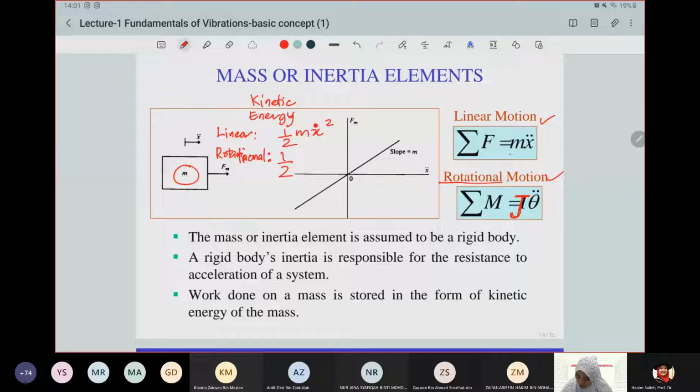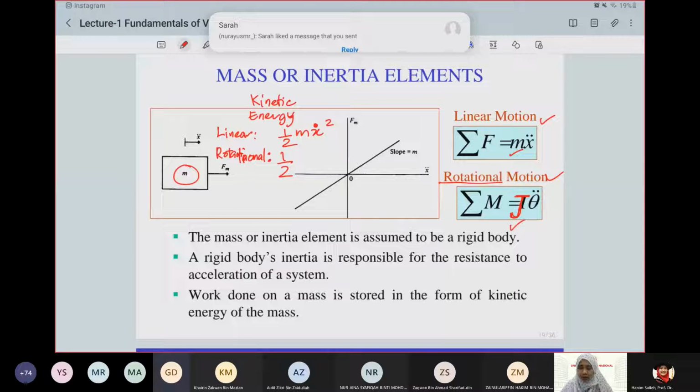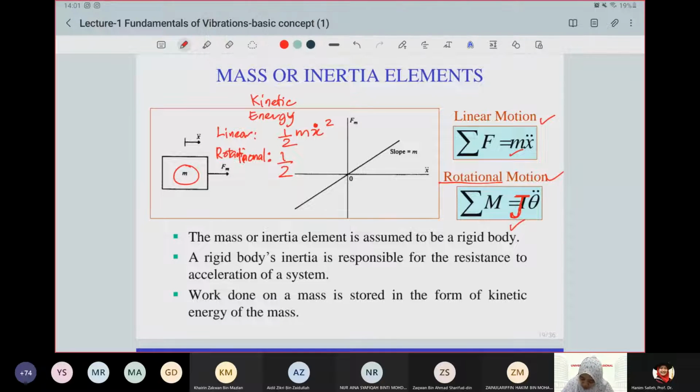Instead of m, what do you have? J. Okay, so m is the linear mass. The rotational mass, we call it J. Very good. What about x? Instead of x dot, what do you have? Theta. Very good. So rotational displacement is theta. So the equation is J theta dot square.